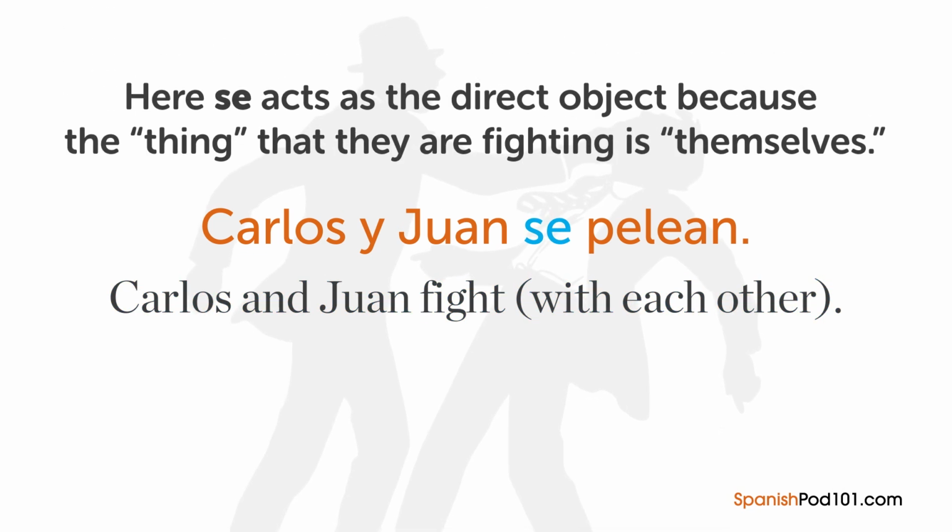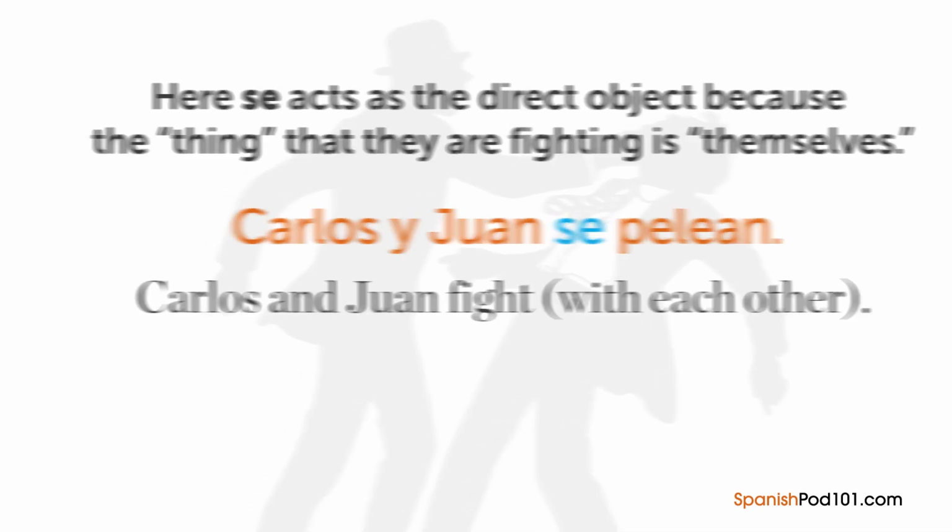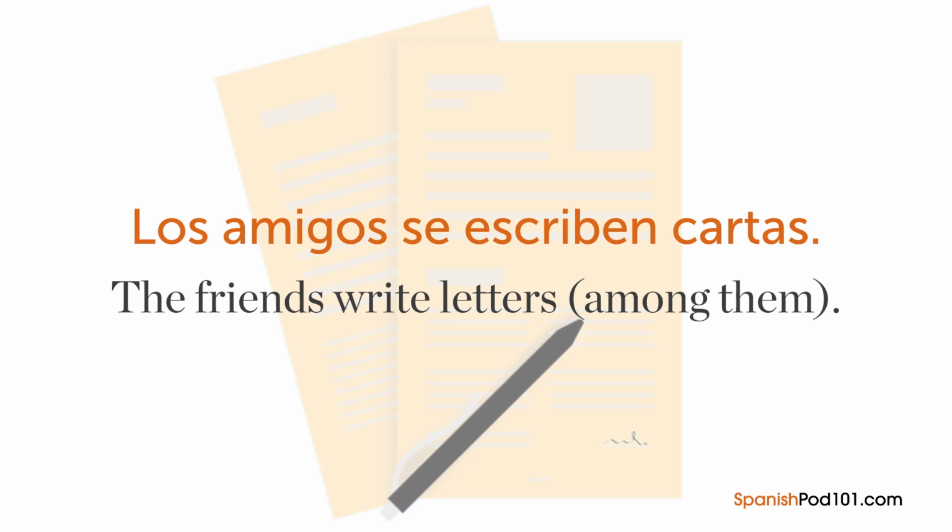Here se acts as the direct object because the thing that they are fighting is themselves. Another example would be "Los amigos se escriben cartas," literally meaning the friends write letters among them. Here, the direct object is cartas, letters, which is the thing that they are writing, and se acts as the indirect object as it's to whom the action goes.